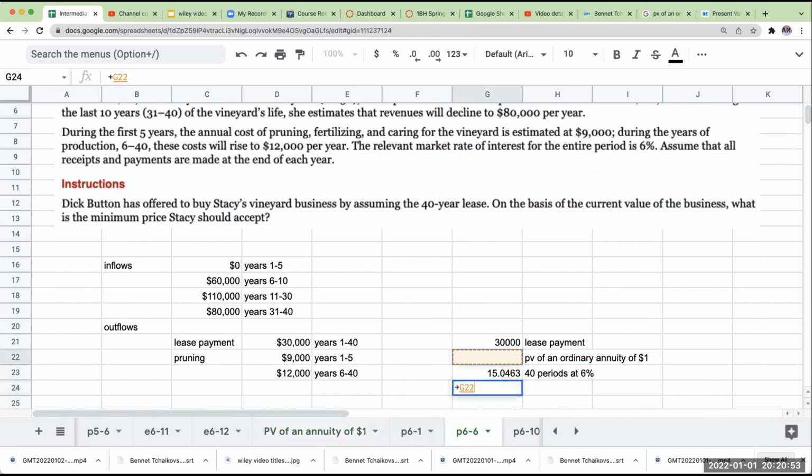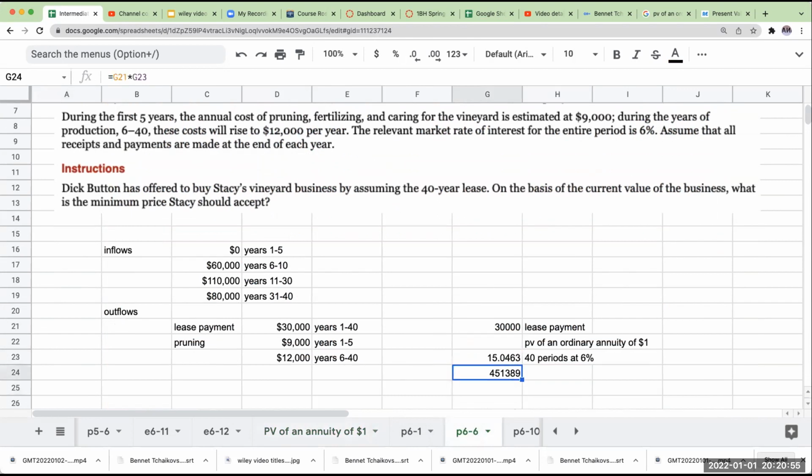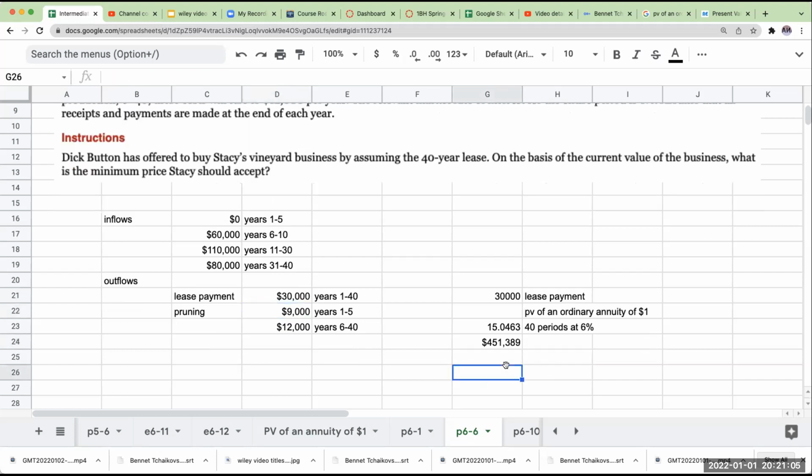Okay, so the present value or the cost outlay in today's dollars for the lease payment is going to be $451,000. Let's go to the next one, pruning years 1 through 5. This is also going to be kind of easy too. So pruning years 1 through 5 is basically going to be $9 grand.